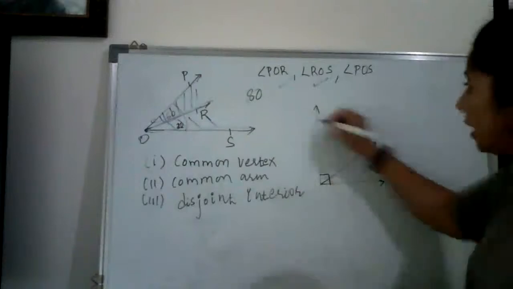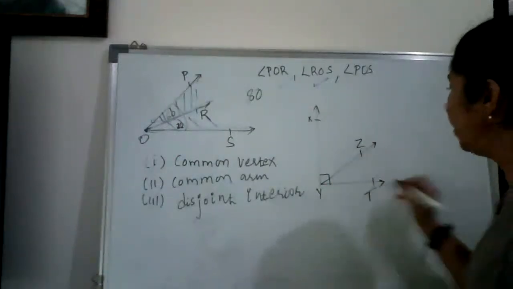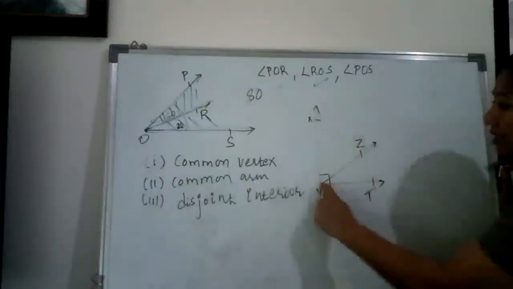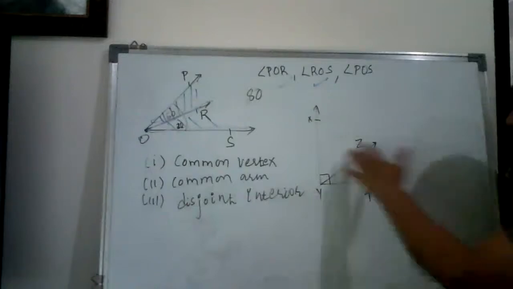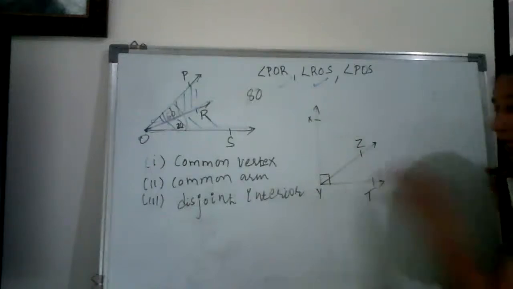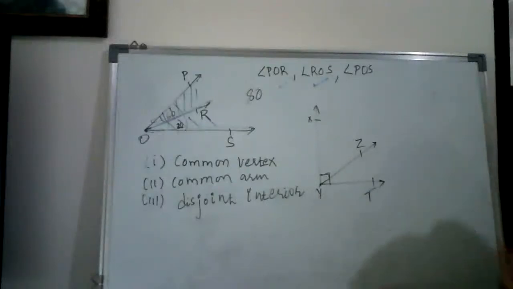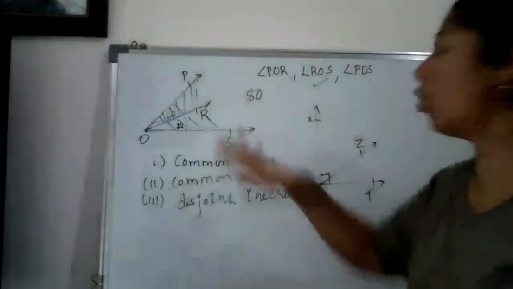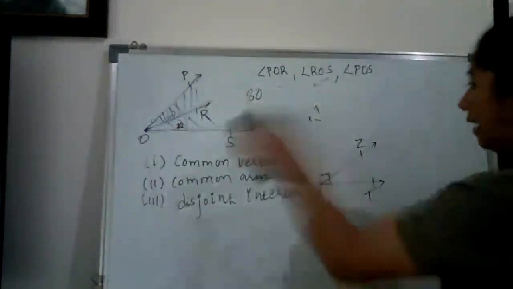Okay, so you could see here, if I name it as X, Y, Z, and T, you could see here angle XYZ and angle ZYT. Okay, they are adjacent to each other. And what more? They are complementary also. So remember this type, it could be the combination of many, like complementary angles.